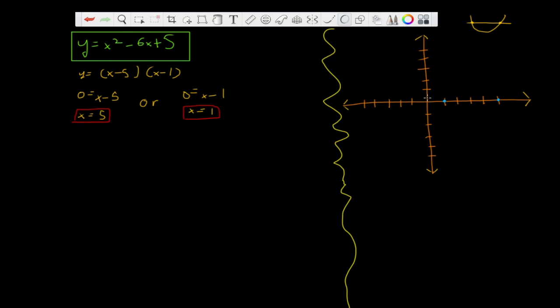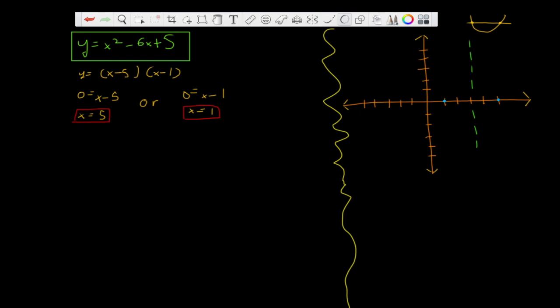Now the next thing we need to see is where the line of symmetry is. The line of symmetry is always in between the two roots. So that will be 3, since 3 is in the middle of 1 and 5. So we'll just draw a dotted line. Sorry, I think I should use a different color to make it a little bit more clear. There we go.